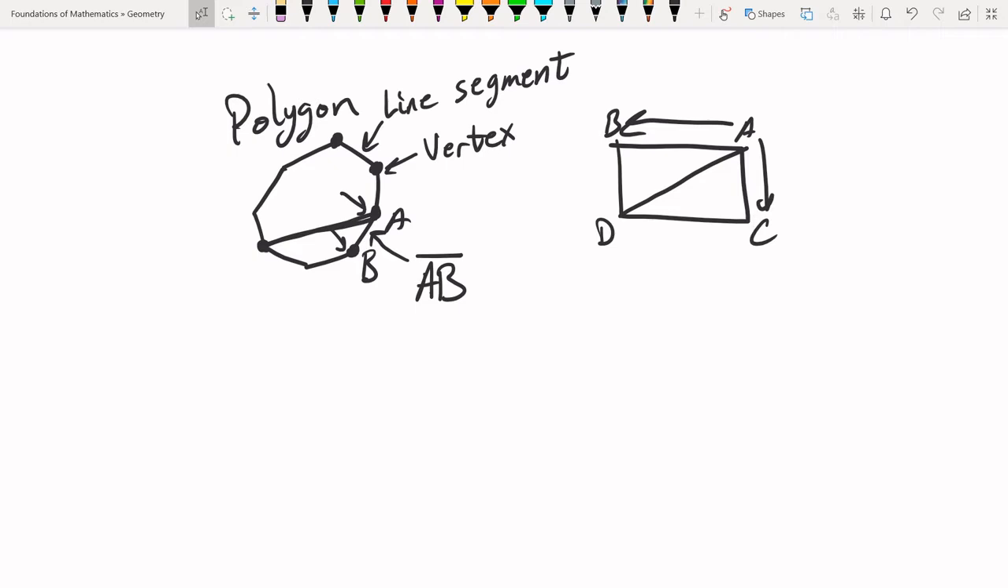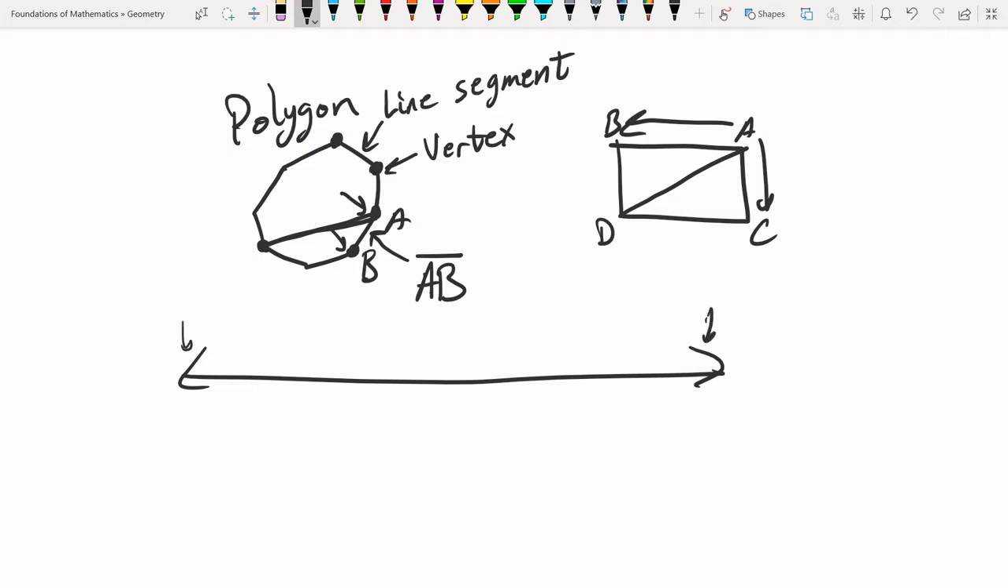It should be noted that line segments are not indefinite in length. A line, by definition, is something that continues on indefinitely. It continues on forever. We always draw lines with these arrows here. That's to designate they continue indefinitely. A line segment is just a line like that. It has a starting and stopping point.